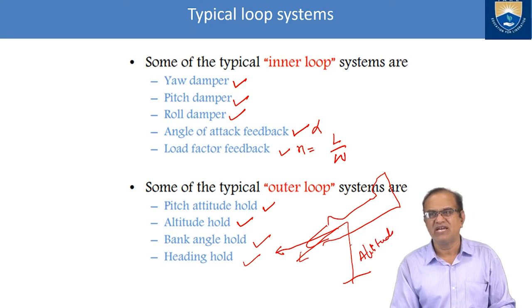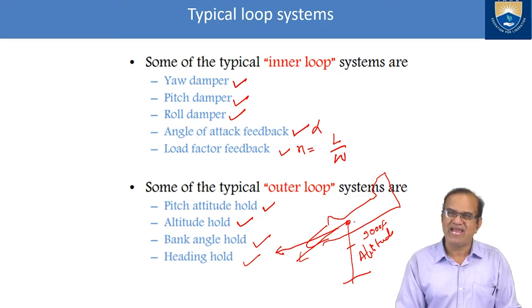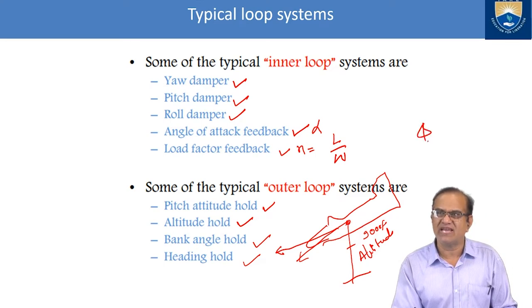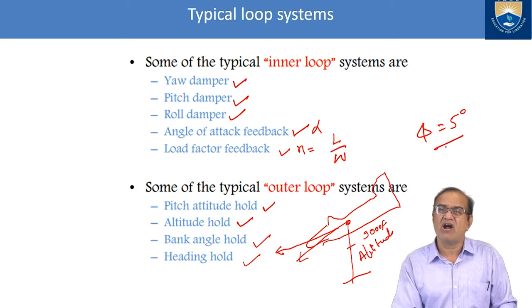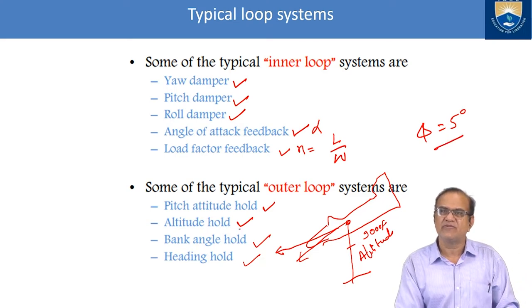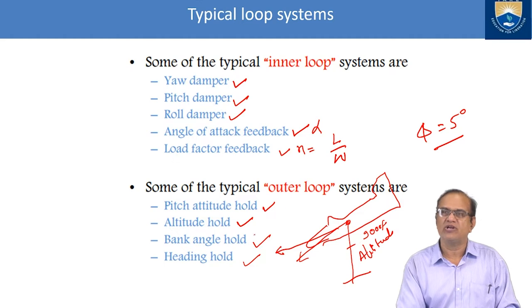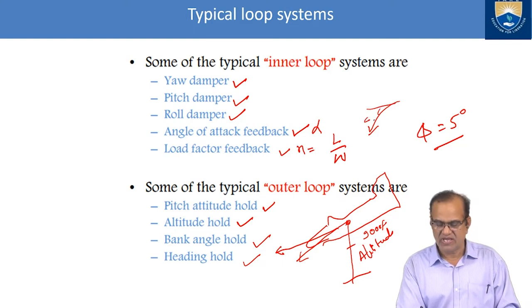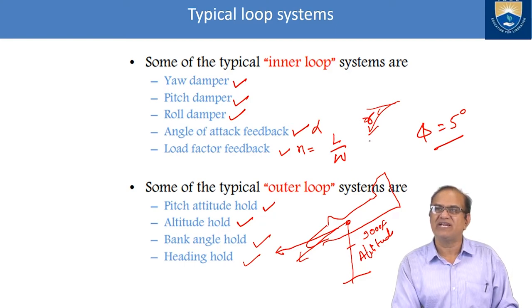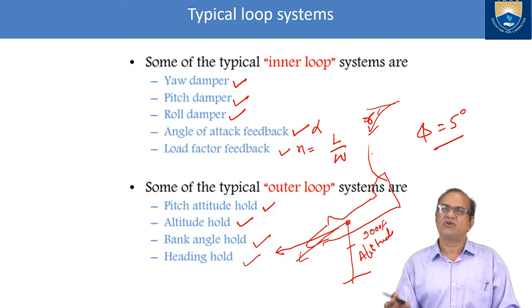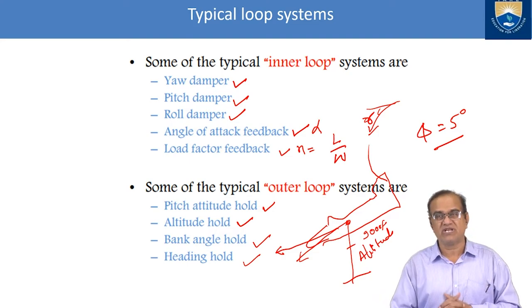If you fix this at 9000 feet, the aircraft will maintain 9000 feet. If you want to bank by some phi, say a bank angle of 5 degrees, the aircraft will continue in the bank if you switch to bank angle hold. This is a secondary step, called the outer loop. And heading hold: if you want to point the nose at a certain angle, gamma, it will maintain the same angle as per the requirement. So these are the two loop systems, inner loop and outer loop.